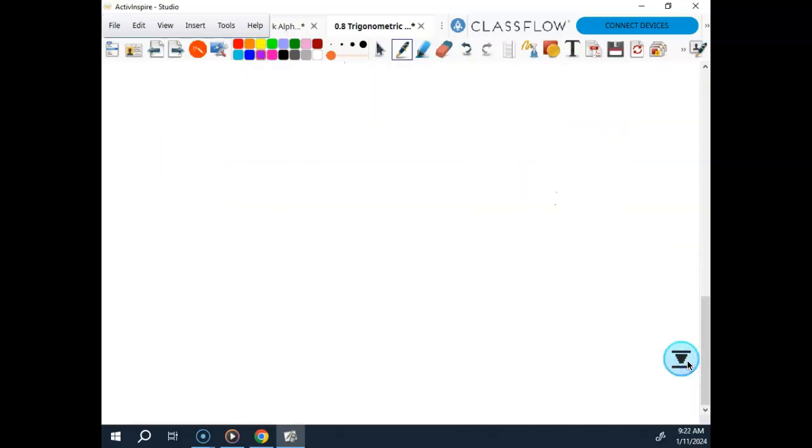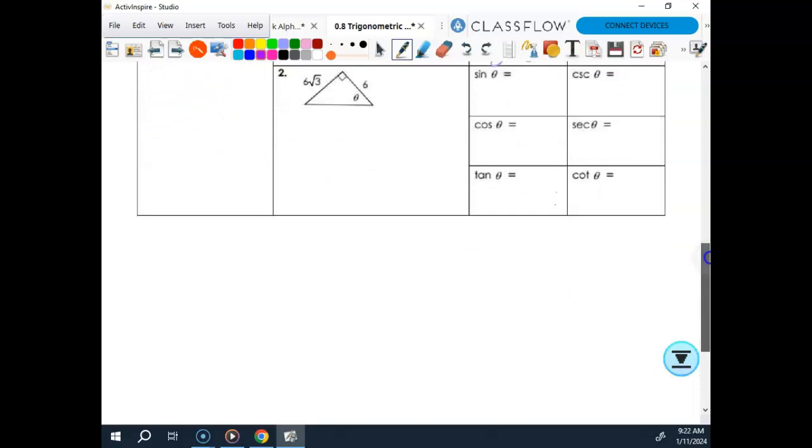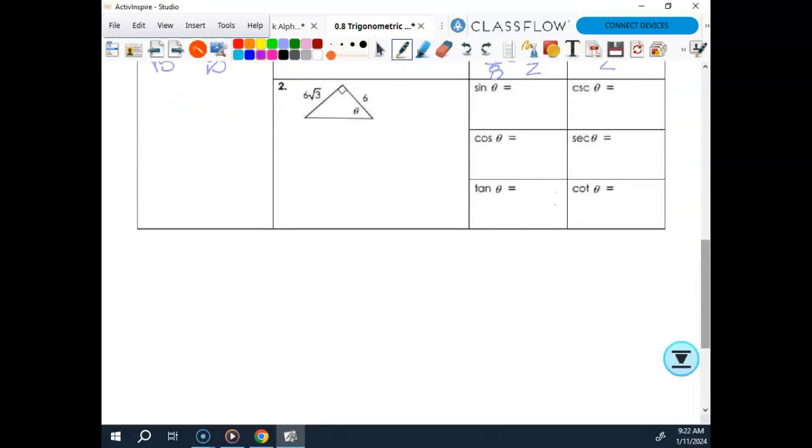Here's my angle. So this is the opposite. This is the hypotenuse. This is adjacent. So when I go to do sine, I need opposite over hypotenuse. I don't have the hypotenuse. Do I have enough information to find it? Yes. By doing what? Pythagorean theorem.